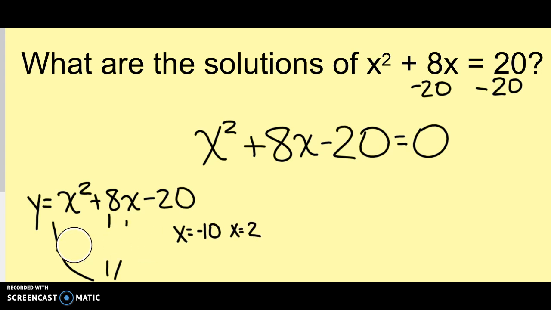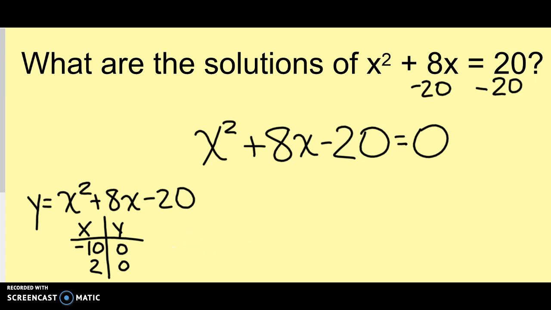Now, if you don't see it on your graph, the other option is to go into your table. And you're going to look where y is equal to 0. Because you're basically looking for the x-intercepts. And at the x-intercept, y is 0. So you should find it happening at -10. And you should also find it happening at 2. All right?